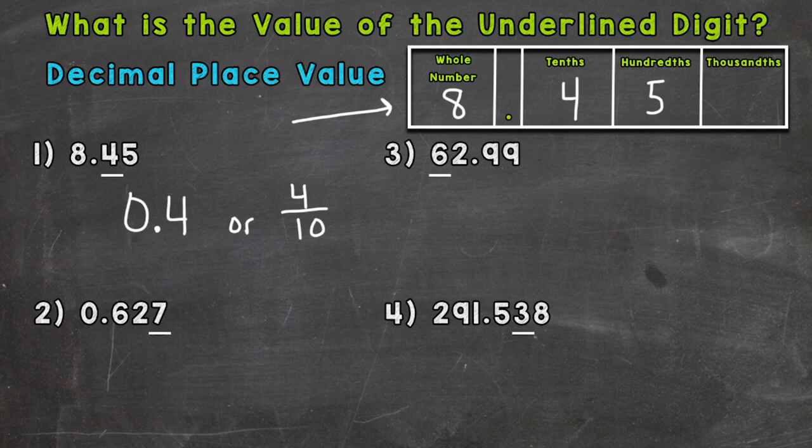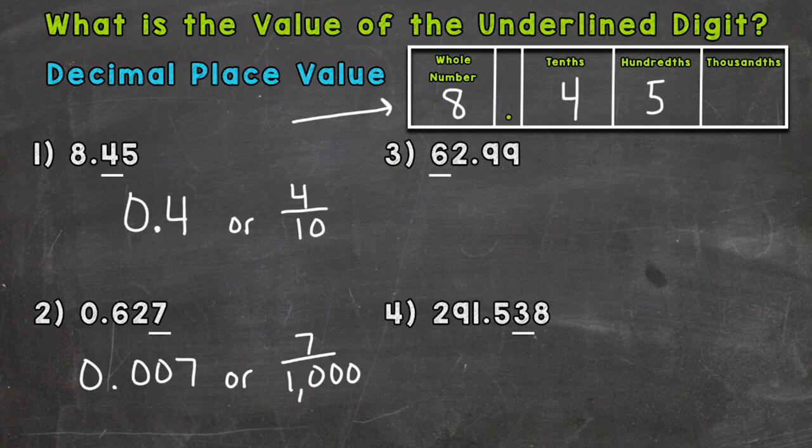So on to number 2, where we have 627 thousandths. And the digit that we have underlined is that 7 there. So again, remember, the place a digit is sitting will determine that digit's value. That 7 does not have a value of 7 because it's sitting in the thousandths. So it has a value of 7 thousandths. And we can write the value as follows: 7 thousandths, or we can write it as a fraction, 7 thousandths.